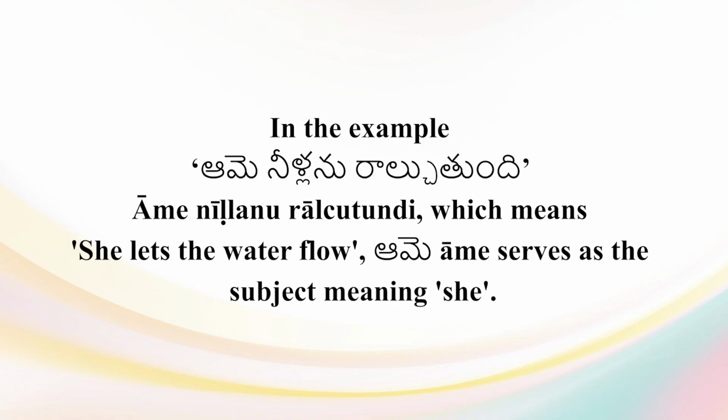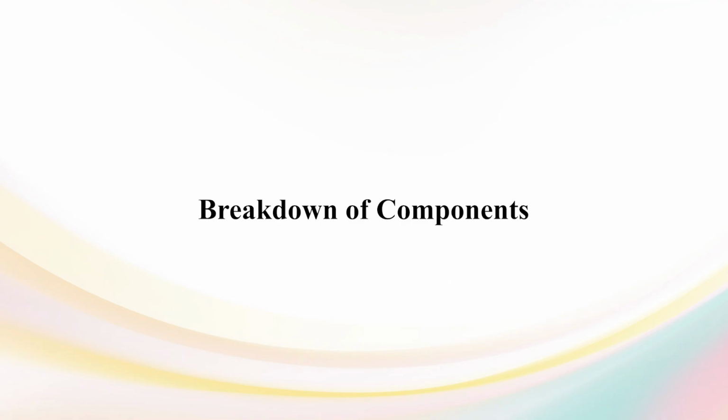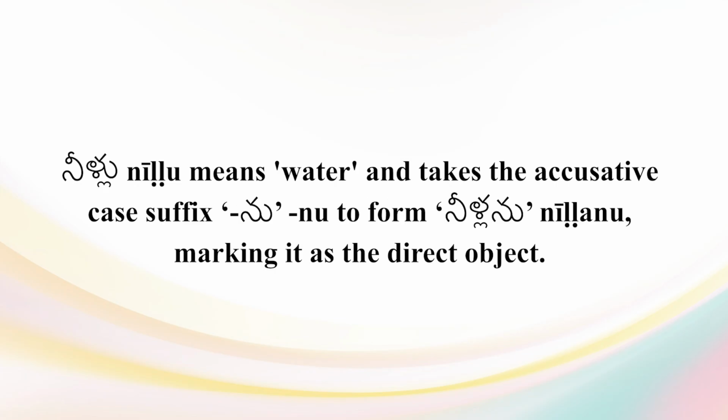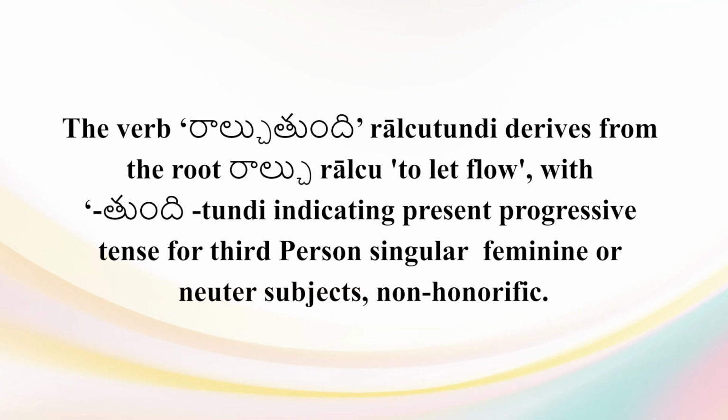See the example. ఆమె నీళ్లను రాల్చుతుంది, which means she lets the water flow. Ame serves as the subject meaning she. See the breakdown of components here. Neelu means water and takes the accusative case suffix nu, to form neellanu, marking it as the direct object. The verb ralchutundi is derived from the root ralchu, to let flow, with tundi indicating present progressive tense for third person singular feminine or neuter objects, non-honorific.